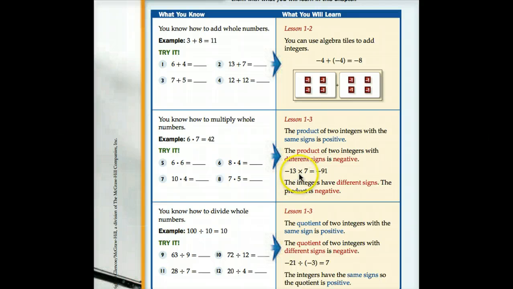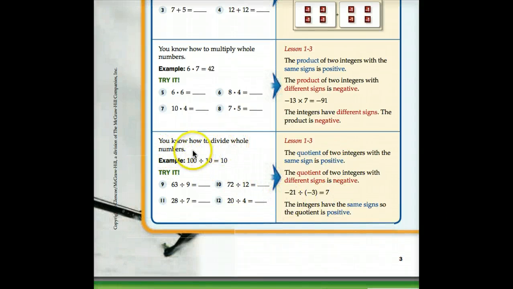So look at this problem. And I prefer that we don't use an X to represent times. Let's use the dot or parentheses. Now I know the book put an X, but let's try not to, because we're going to use X as a variable. So negative 13 times 7 equals, and they tell us it's negative 91. Why would it be negative? Are these signs the same or different? They are different. So our answer is going to be negative. The integers have different signs. The product is negative. Good job.